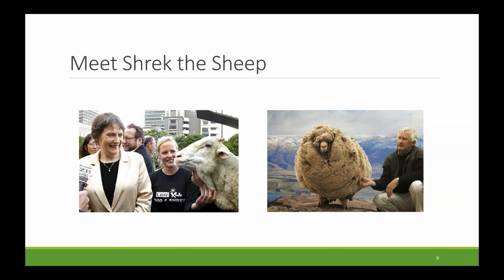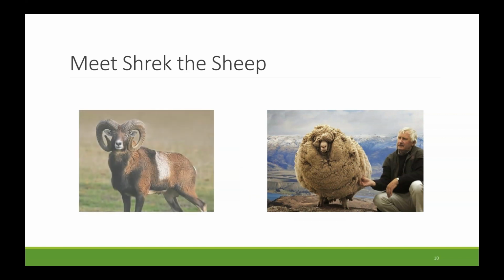They would have been easy prey for a wide variety of predators. On the contrary, the ancestors of modern domesticated sheep looked more like this. So this is a mouflon.